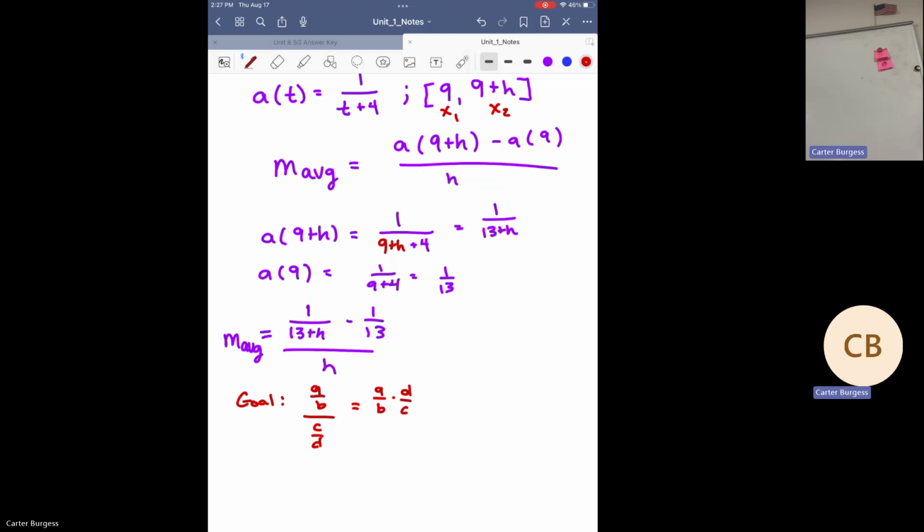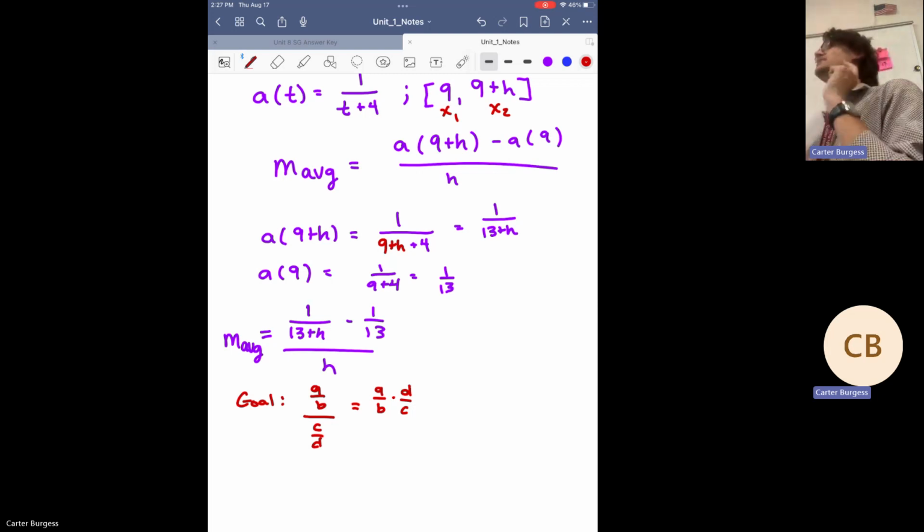Am I allowed to add something directly into the denominator? No. It's going to be a little bit trickier than that. What do I need to do? What do I need to make sure is true about my denominators? I need common denominators. They need to match.